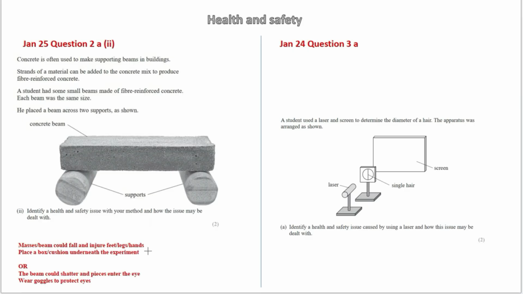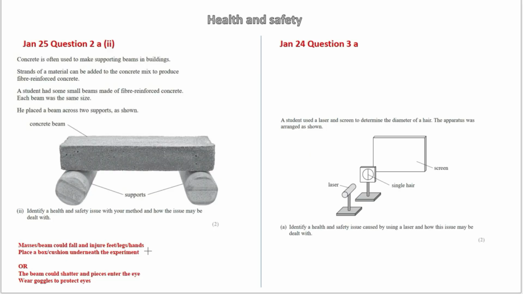So let's see the points. Mass or the beam could fall and injure the feet or legs or hands. Place a box or cushion underneath the experiment, right? Or the other approach is the beam could shatter and pieces enter the eye. So wear goggles to protect the eyes, or you can just combine this and say wear protective eyewear.